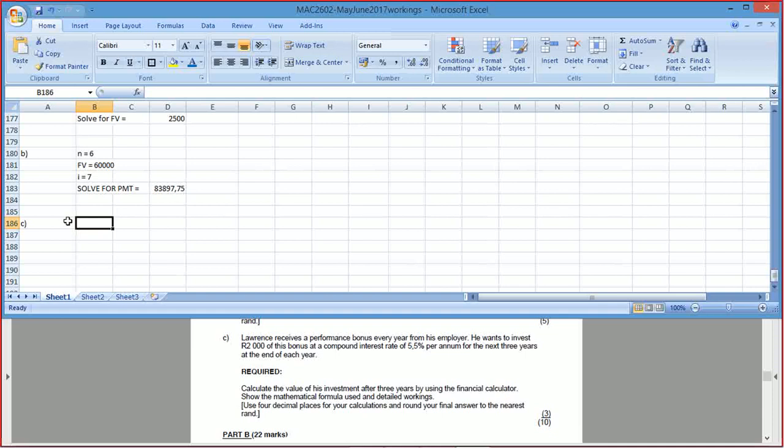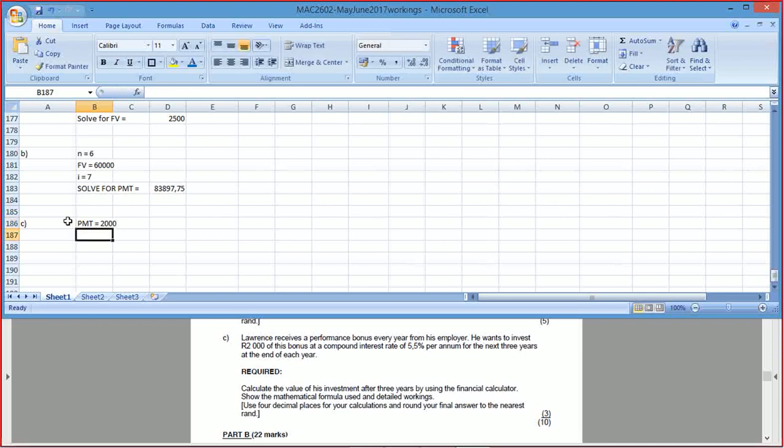Lawrence receives a performance bonus every year from his employer. He wants to invest 2,000 of this bonus at a rate of 5.5 for the next 3 years at the end of each year. Calculate the value of his investment after 3 years using the financial calculator. Here they're telling you to use the financial calculator, so obviously you would just do it like we're doing it here.